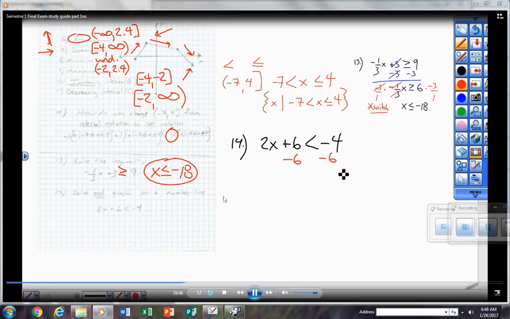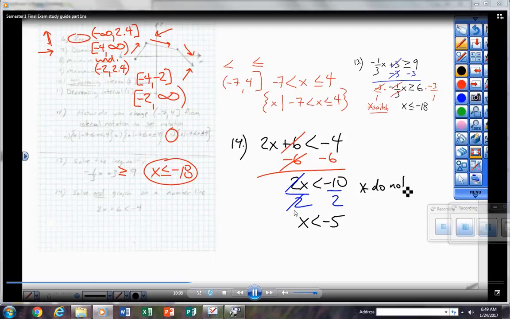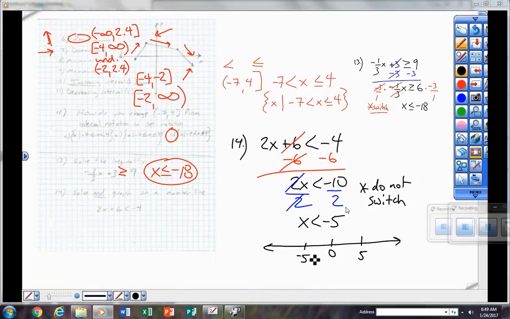Alright, next problem, 14. To solve this, this is just a simple two-step inequality and put on a number line. Start by doing inverse operations, subtracting 6. This -4, -6 give me -10, but that does not switch my inequality. I'm not dividing by a -2 right here, so do not switch it. So when I divide by 2, the inequality stays the same. -10 divided by 2 gives me -5. That answer is x is less than -5.